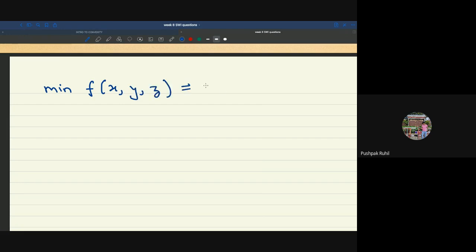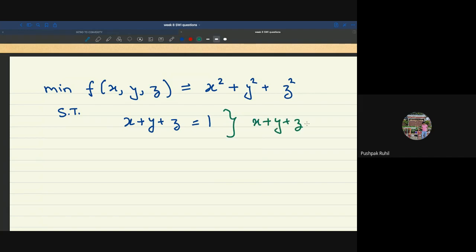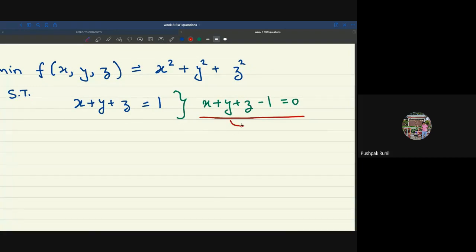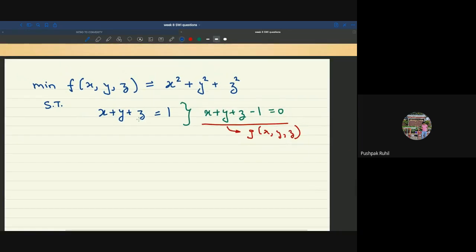What is the function that we have? We had x squared plus y squared plus z squared, such that x plus y plus z is equal to 1. Now you can rewrite this as x plus y plus z minus 1 equals 0. Correct? So this thing you can call g of x, y, z. So this is what we are doing.